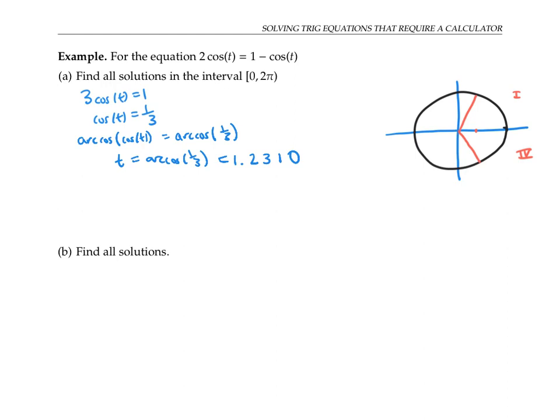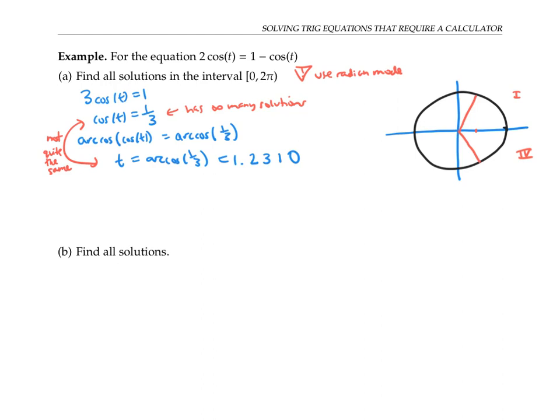It's important to use radian mode here, since by convention, the answers to trig equations are expected to be in radians unless otherwise specified. It's also important to notice that these two equations are not precisely the same thing. Since cosine t equals 1/3 has infinitely many solutions, if we don't restrict to a certain interval, and even if we restrict to the interval 0 to 2 pi, it still has two different solutions.